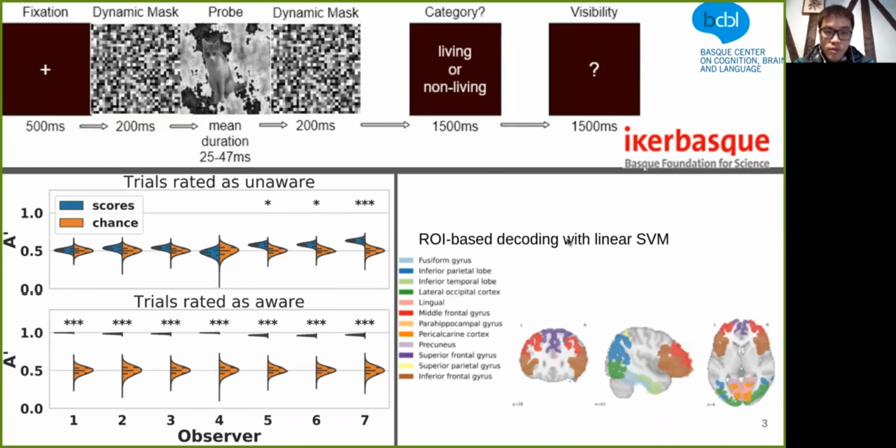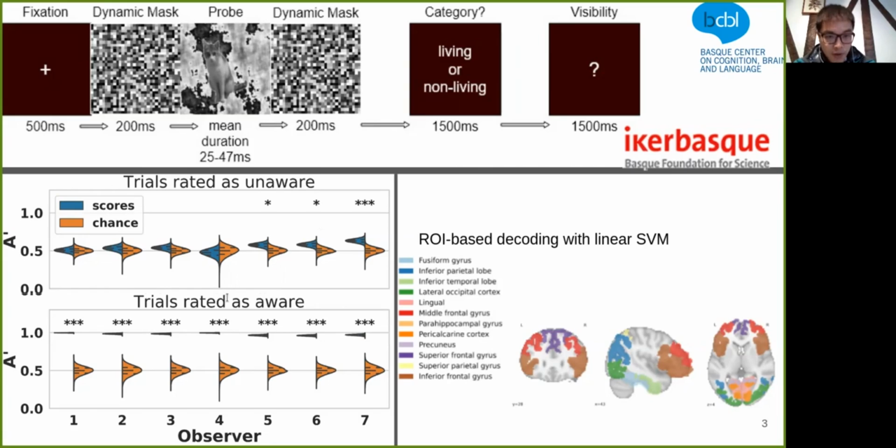Participants were asked to respond to the categories of their images, such as living versus non-living, and then rate their level of awareness. There were 3 awareness ratings, from no experience, to a glimpse, to clear experience. We will focus on the first and the last ratings, unconscious and fully conscious trials.